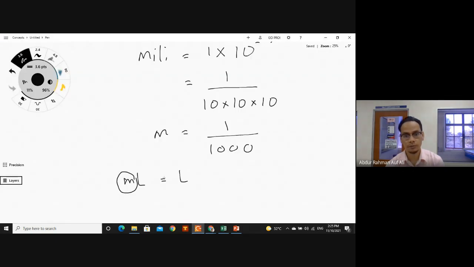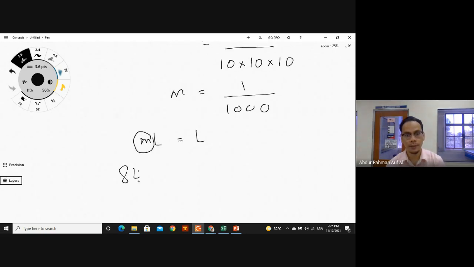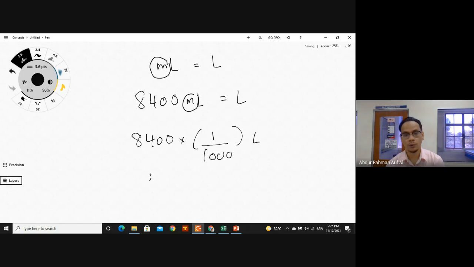So if you want to convert 8,400 ml to liter, you just expand this. Milli stands for 1 over 1000. So 8,400 times 1/1000 liter. So 8,400 divided by 1,000, same as before, just move 1, 2, 3. So it equals 8.4 liter.